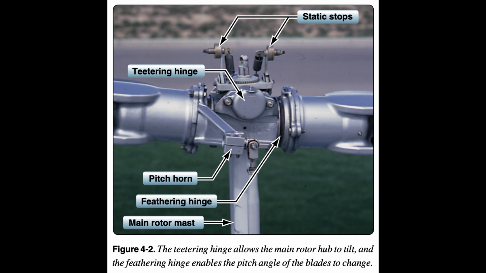The semi-rigid rotor is also capable of feathering, which means that the pitch angle of the blade changes. This is made possible by the feathering hinge. Figure 4.2.